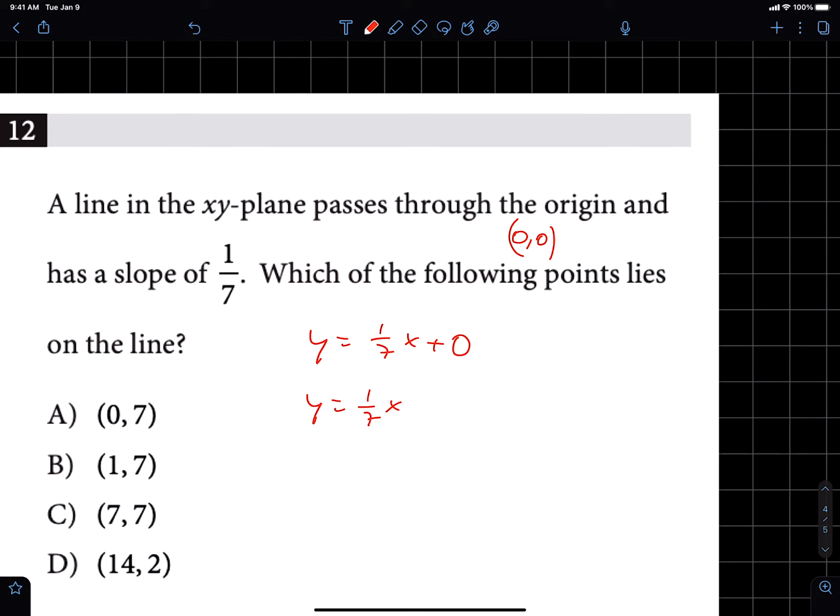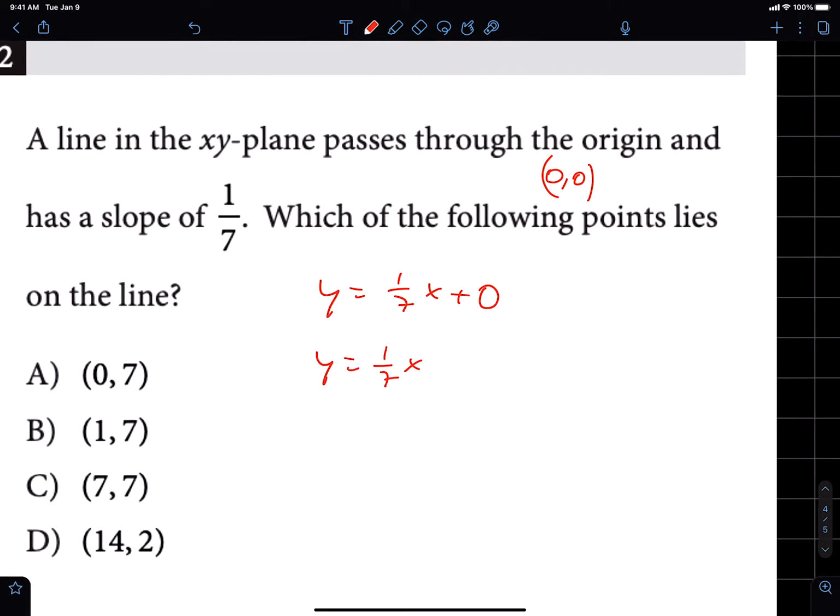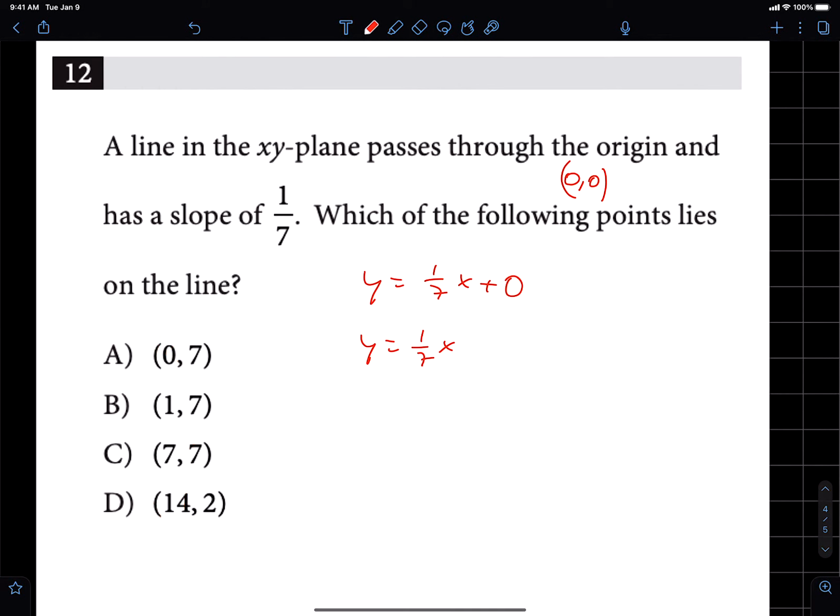You can rewrite that as y equals 1/7 x, because plus 0 doesn't really do anything. We can get rid of that. Now it says, which of the following points lies on the line? So when I plug in one of these x values, I must get the corresponding y value. So let's go ahead and try 0. When I plug in 0 for x, do I get 7? Y equals 0 times 1/7. Well, no, I get 0, because 0 times 1/7 is 0, so A is out.